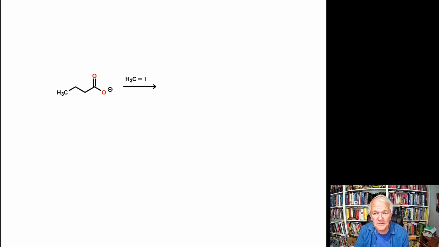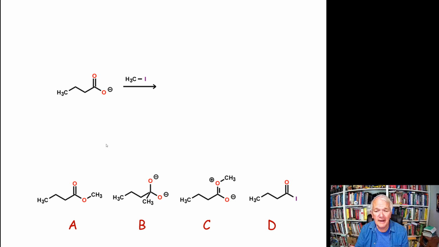We're going to look at some weird stuff in this video, but we're going to start off with something very simple. Here I have the reaction of a carboxylate with methyl iodide. Use your knowledge from 321 to predict the product of this reaction. What's going to happen? Well, here are some choices.